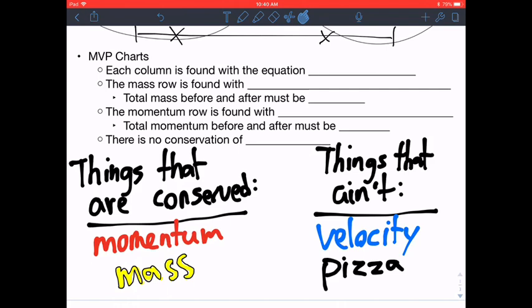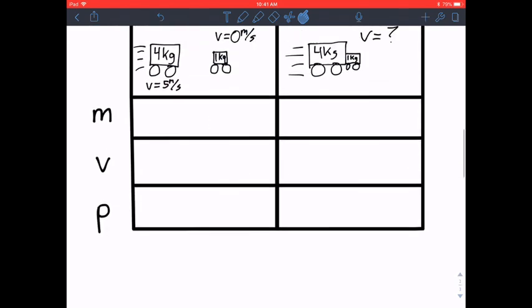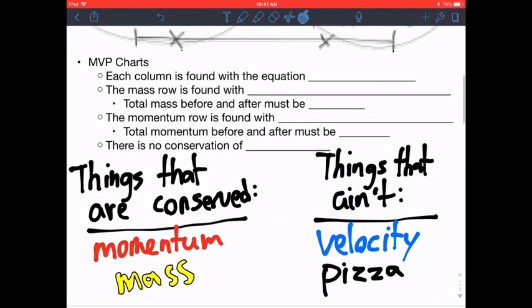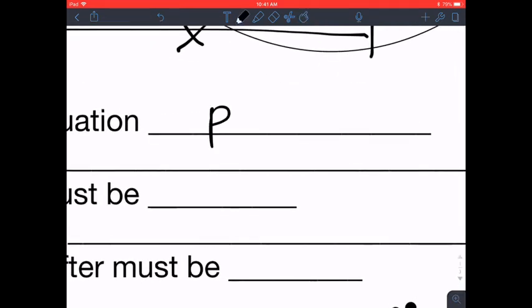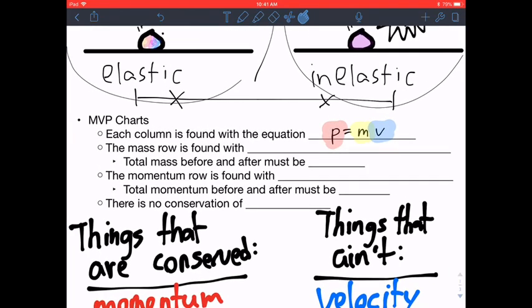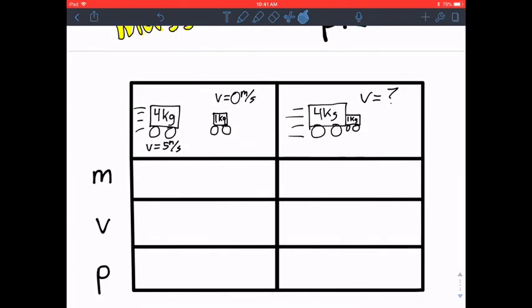An MVP chart is a tool for looking at these collisions. Okay, so here are the rules for an MVP chart. I'll just show you what it looks like real quick. It has columns and it has rows. Each column of the chart is found with this equation, P equals M times V. We know that the P in this equation is momentum, that M is mass, and that V is velocity. The mass row, which is this first row right here, highlight M off to the side. The MVP stands for mass, velocity, and momentum.